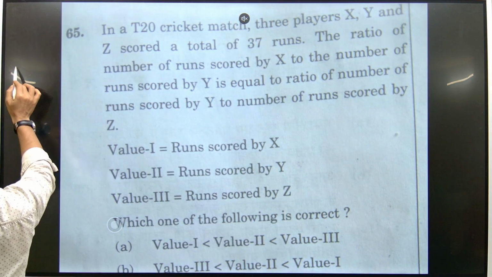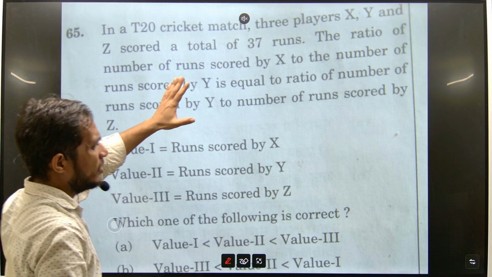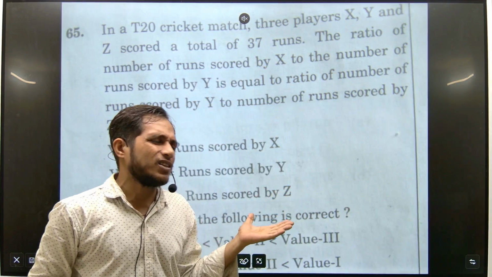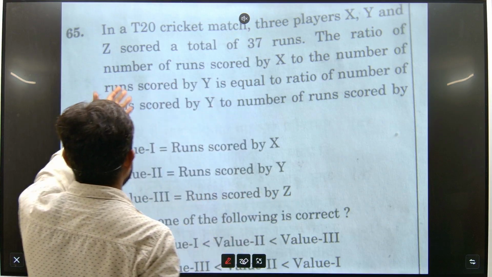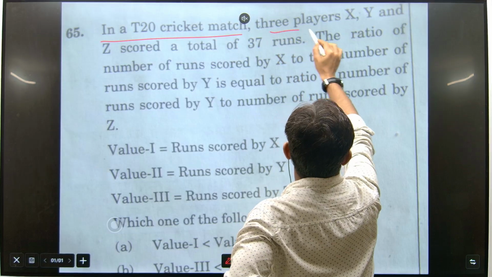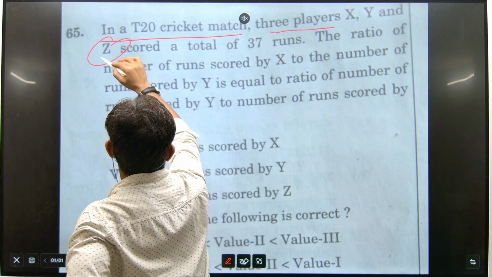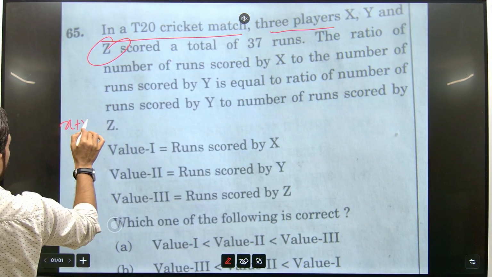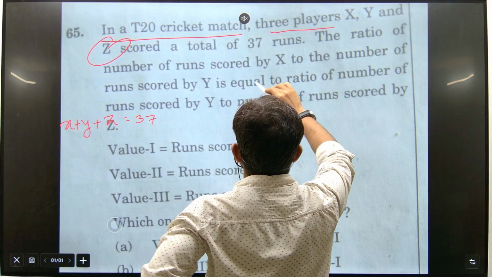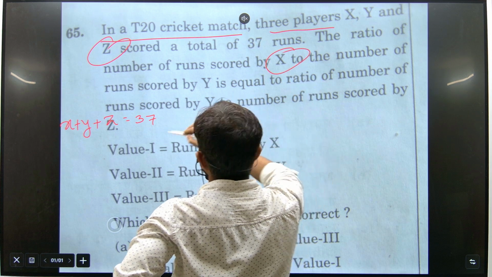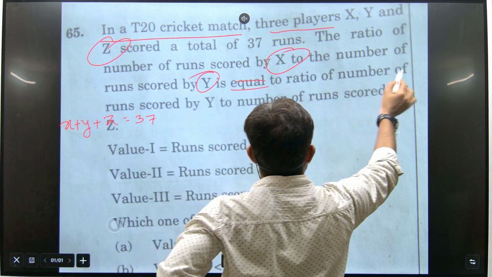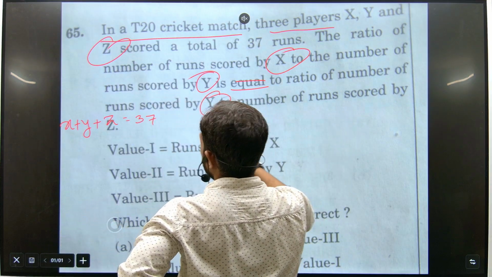Okay. This is also a tricky question, and this is based on GP, geometric progression. You must have read the sequence and series chapters. So this is based on GP. What is said? This first line is not needed. Now the 3 players X, Y and Z scored a total of 37. So X plus Y plus Z is equal to 37. Now the ratio of runs scored by X to Y is equal to the ratio of Y to Z.